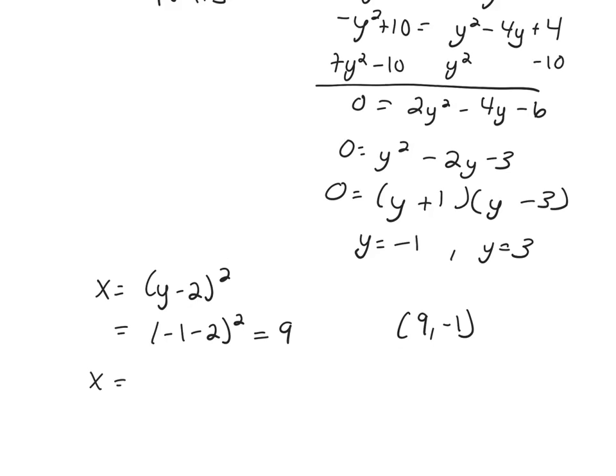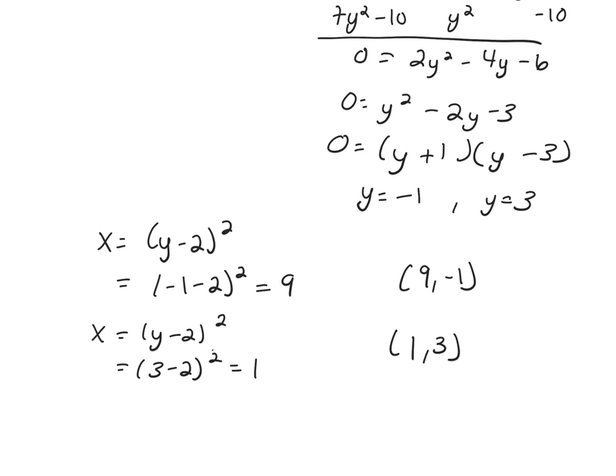Now plug in 3 for y. That should be squared. And you'll get 1. So I get the point 1, 3. Okay, so I've got my two intersection points.